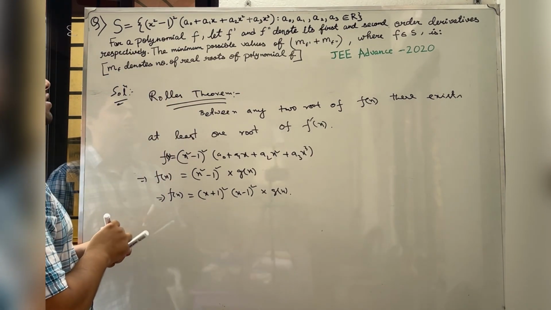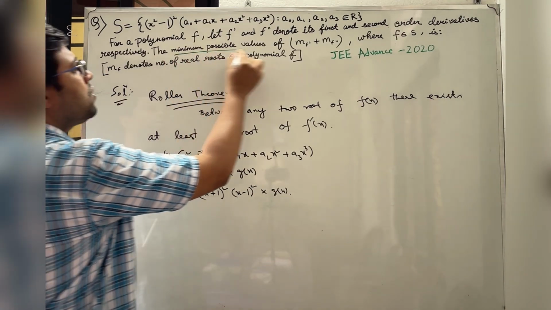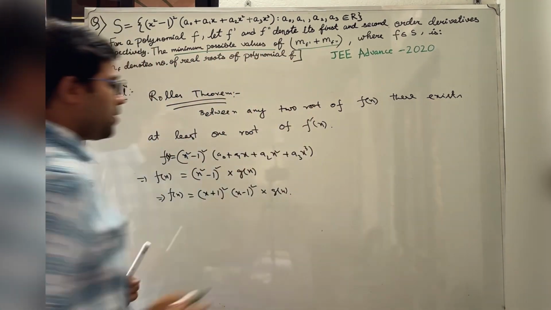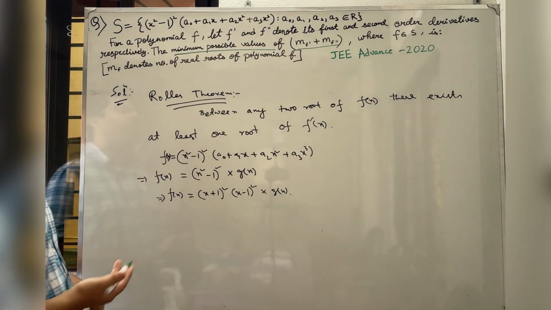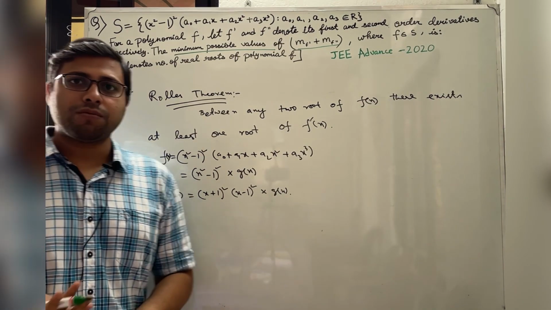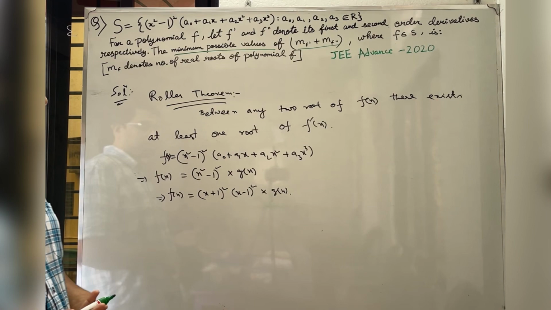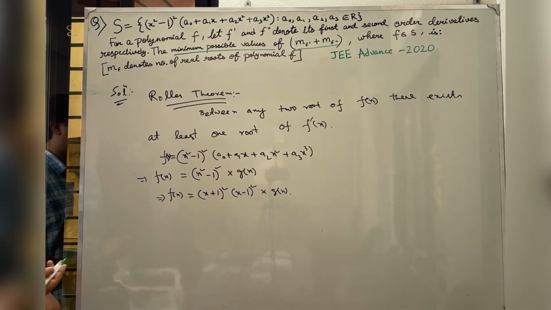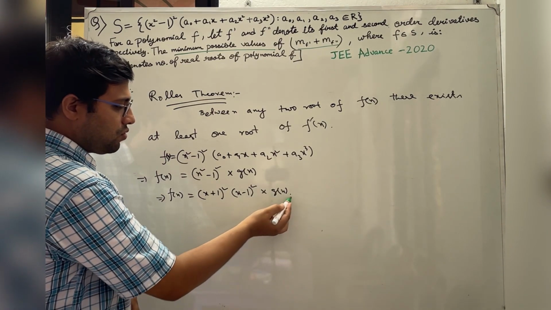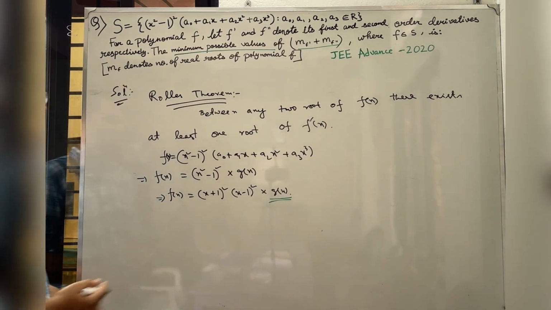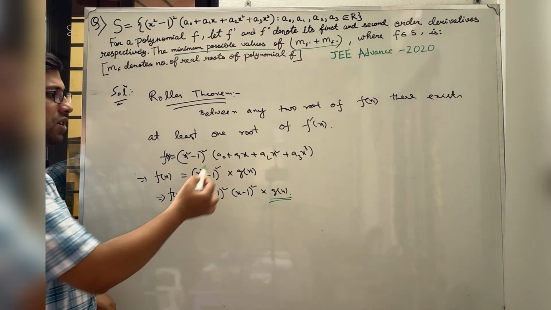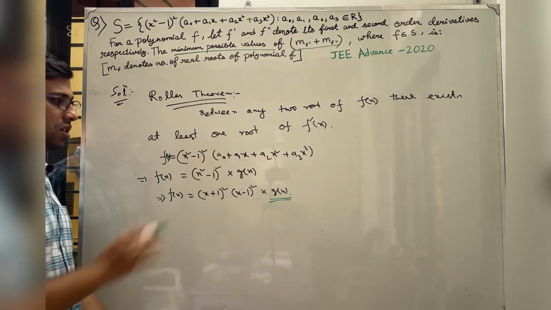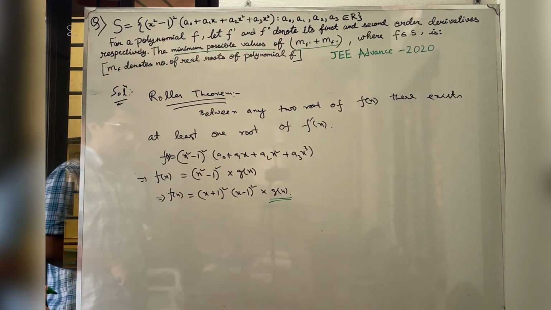And we need not check about the roots of g(x), because in this question, look at this line, the minimum possible values of m_f' and m_f''. As we are asked to find the minimum possible values, we don't need to check about the roots of g(x). We can predict the roots of g(x), but in this question it's not necessary. This is not important.